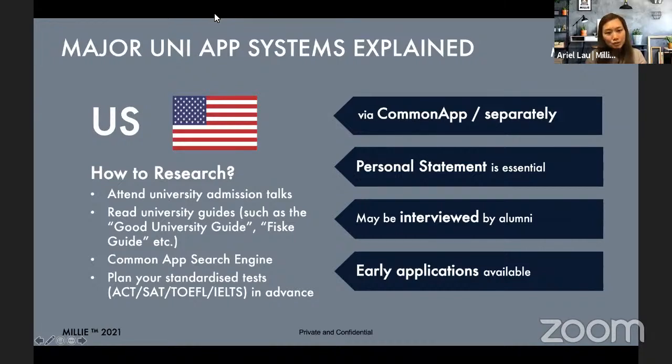So in terms of how to do your research for US schools, I think the best way, definitely one, is to attend university admission talks. Nowadays, a lot of the universities already provide virtual campus tours and virtual admission talks. So be sure to sign up for it and leave your information there. It serves two purposes because, first, you may be really confused when you're looking at the school websites.